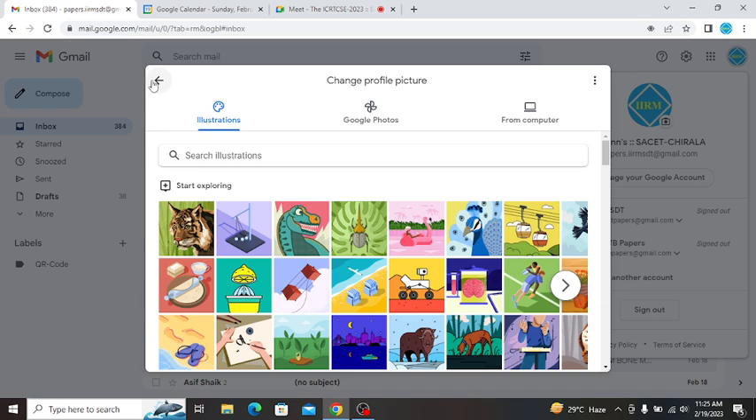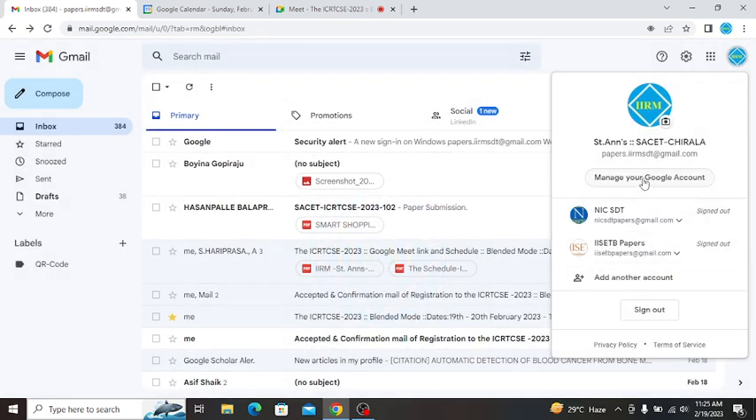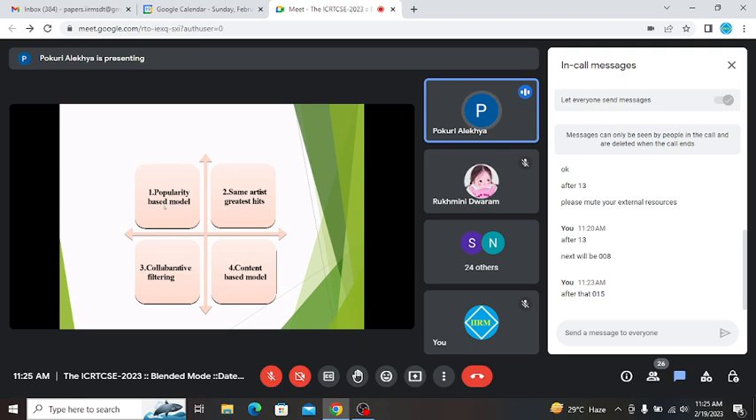Same artist greatest hits means, for suppose, some users are mainly focused on some artists or some singer, say some famous singers. If we listen more to Kirwani songs, our music recommendation system will recommend more Kirwani songs. It means same artist, like this.